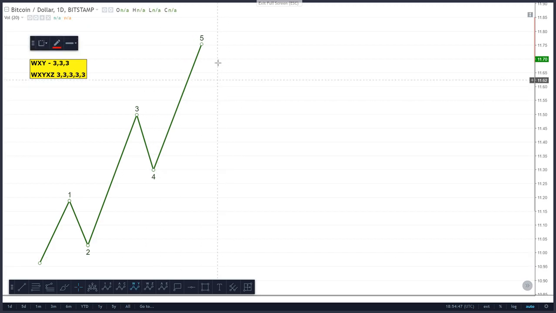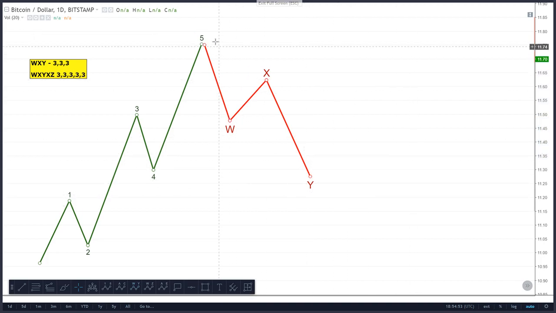Now if we plot a WXY here, W essentially represents one type of corrective pattern, yeah? X is then a corrective pattern in itself, which is joining the second corrective pattern, yeah? So it's two corrective patterns here, connected by another corrective pattern. And the labeling system, the subwave count, is generally 333, because as with the majority of corrective patterns, apart from triangles, we usually see 3 waves down.